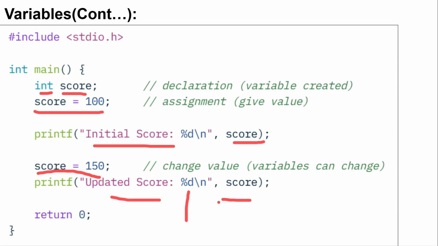Again, you can see score is an integer type. For that reason, I use the %d format specifier to print my integer.